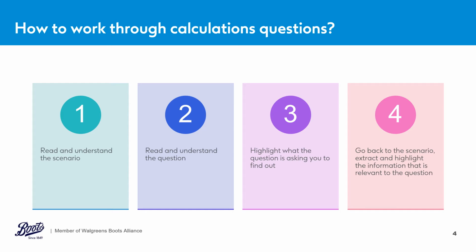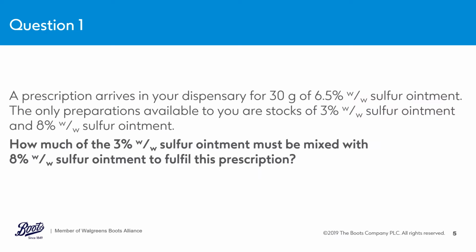Number 1, read and understand the scenario. Number 2, read and understand the question. Number 3, highlight what the question is asking you to find out. And number 4, go back to the scenario, extract and highlight the information that is relevant to the question. Let's start off by reading the scenario.